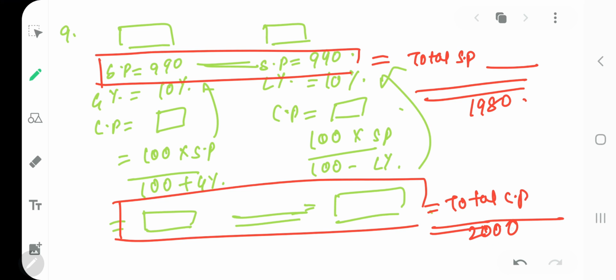That means you have suffered a loss. And loss will be what? Loss will be CP minus SP. That is 2000 minus 1980. That will be 20. And you have to find the loss percent.